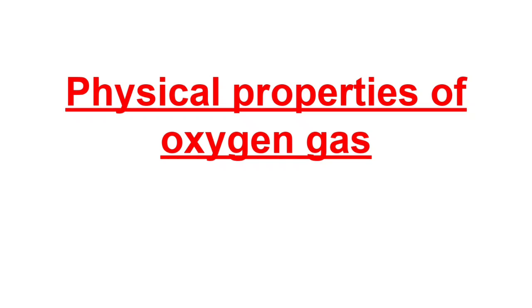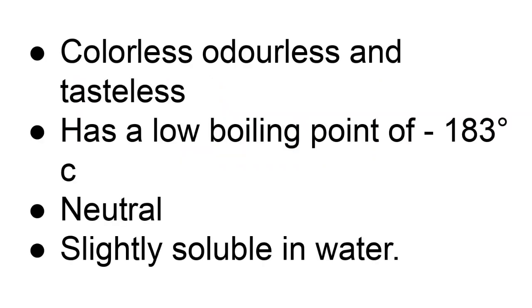Properties of oxygen gas. It is colorless, odorless, and tasteless. That is 1. It has a low boiling point of -183 degrees Celsius. It is a neutral gas, neutral to litmus paper, so it has no effect on litmus paper, whether red or blue. Then it is slightly soluble in water. That is why it is collected over water.